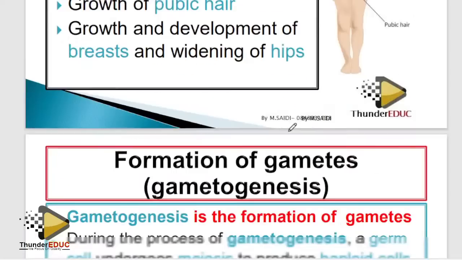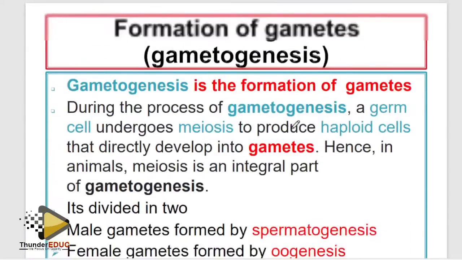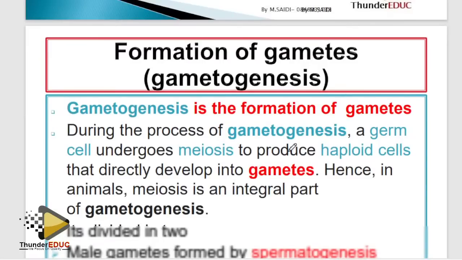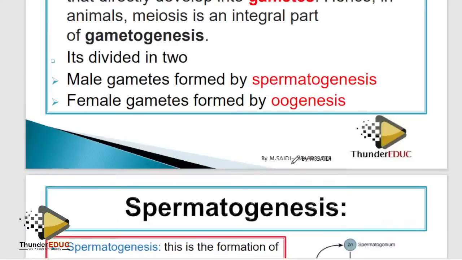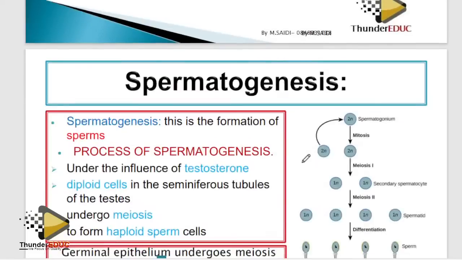Characteristics, I'm not going to waste time on that. Here is the issue. Guys, formation of gametes, which you call spermatogenesis and oogenesis. This is the formation of gametes. Spermatogenesis and oogenesis, I'm going to explain to you.